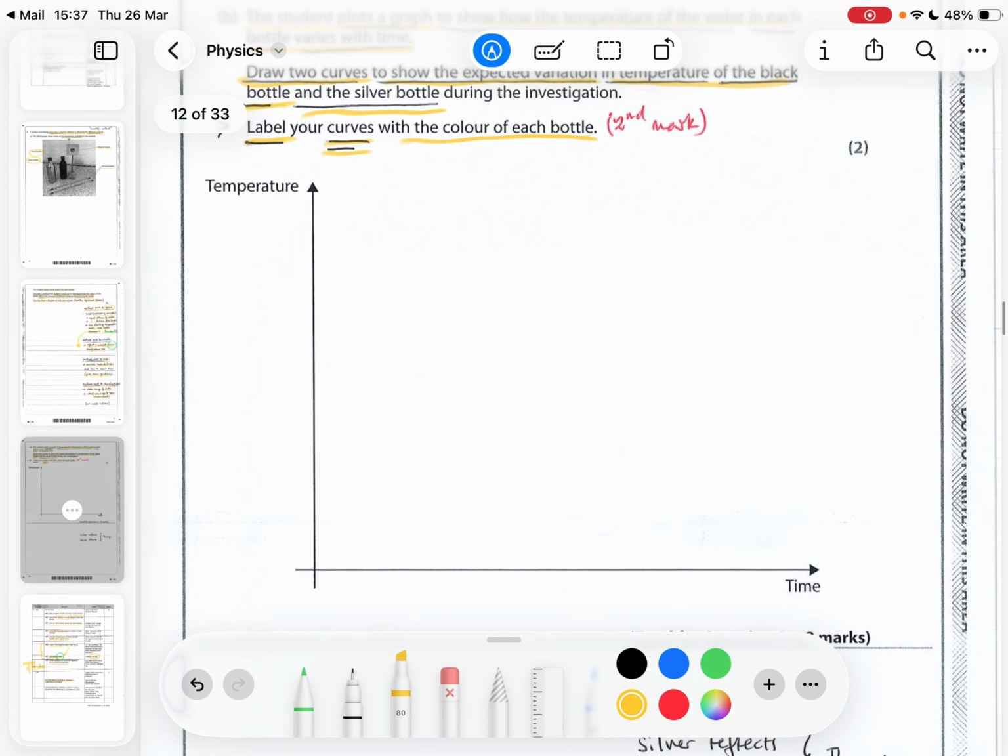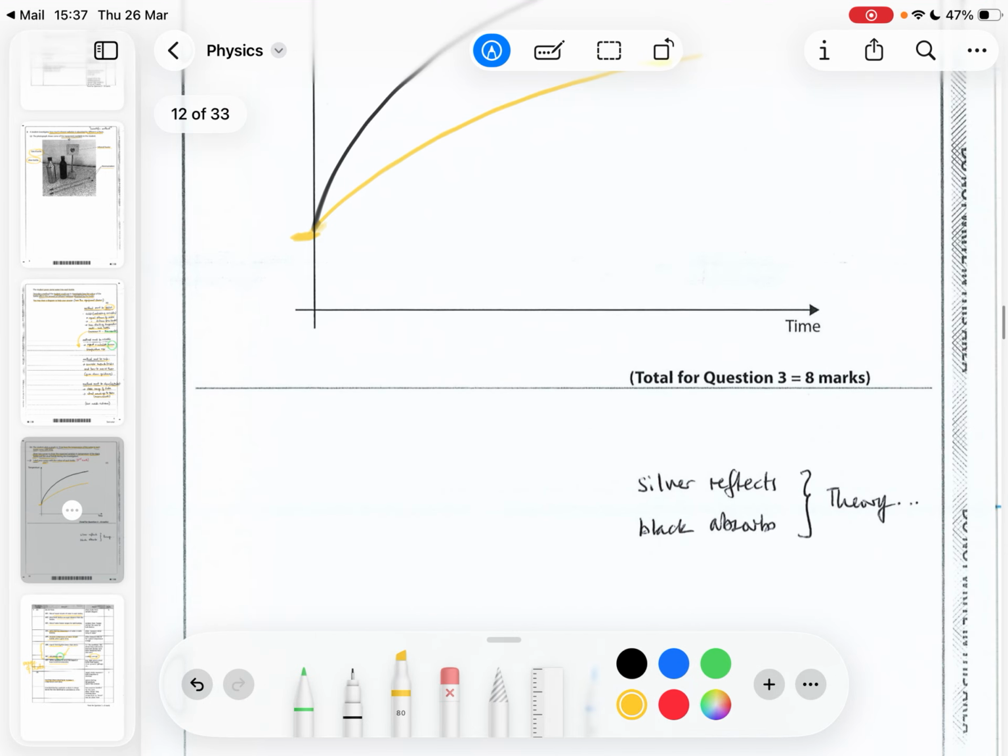So imagine you start, say room temperature is about here. Now, which one's going to absorb more heat faster? The black one. So let's draw the black one first. So the black one will reach a final temperature which is higher. Yeah, well, it will heat up quicker. And the silver bottle, let's do that as yellow, will go slower. Doesn't mean it can't eventually catch up if you did it for long enough, but the black one will be faster. Okay, and that's your 8 marks.